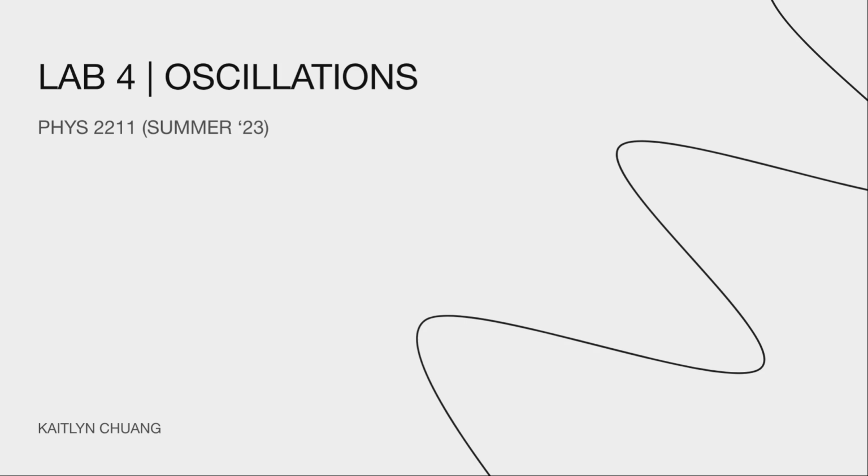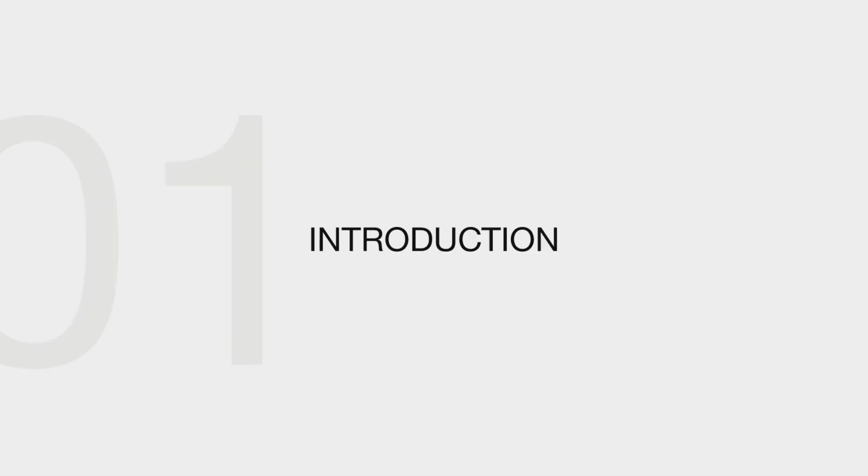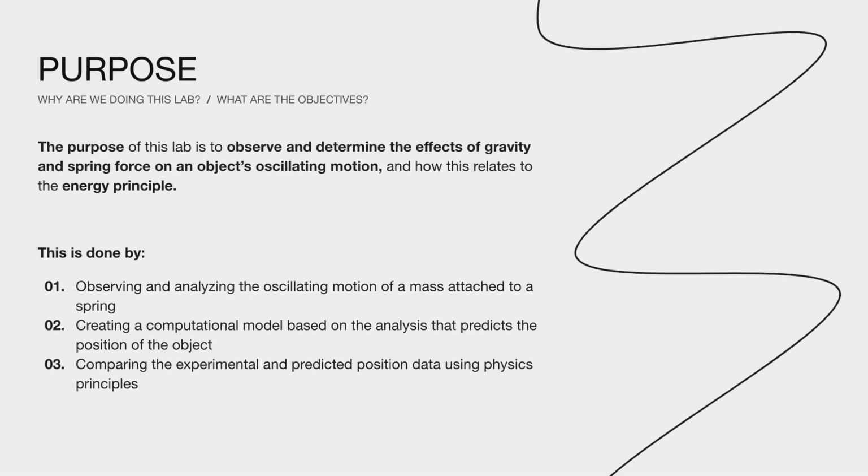This is Lab 4, Oscillations for Physics 2211. Here's what we'll be covering in this presentation and video. The purpose of this lab is to observe and determine the effects of gravity and spring force on an object's oscillating motion and how this relates to the energy principle.